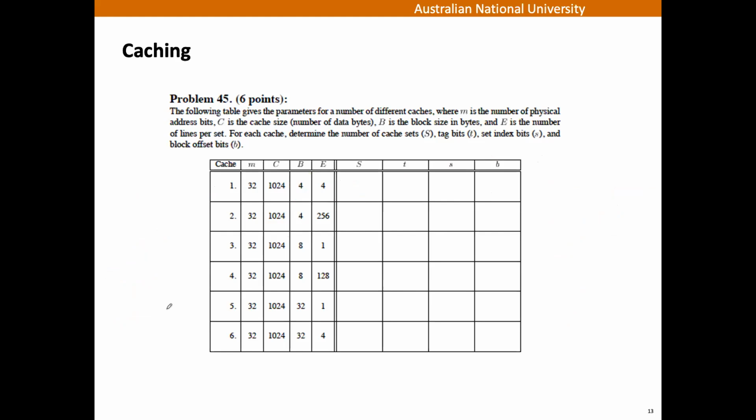I want to pick number 5. Let's do that. E is 1. What does that mean? 1 line per set. What does that mean?